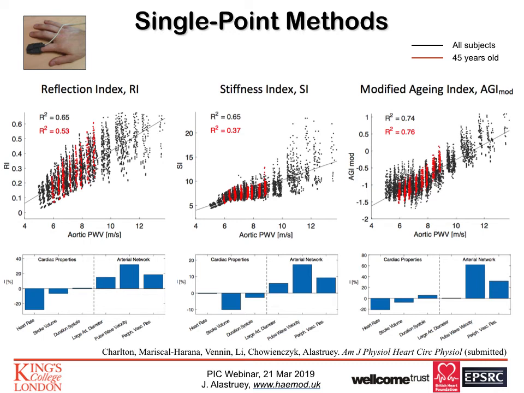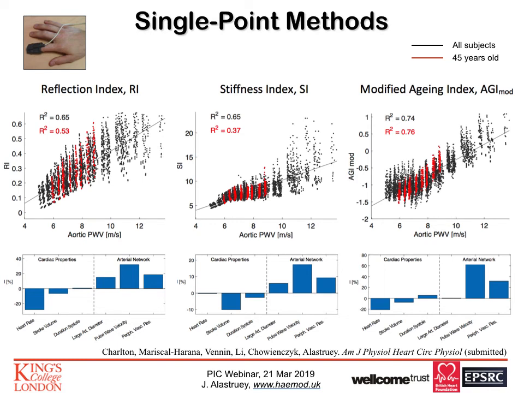However, the R2 values for the reflection index and stiffness index were lower when using only data from middle-aged 45-year-old virtual subjects. These are shown in red, indicating that these indices may be less useful for stratifying middle-aged patients.